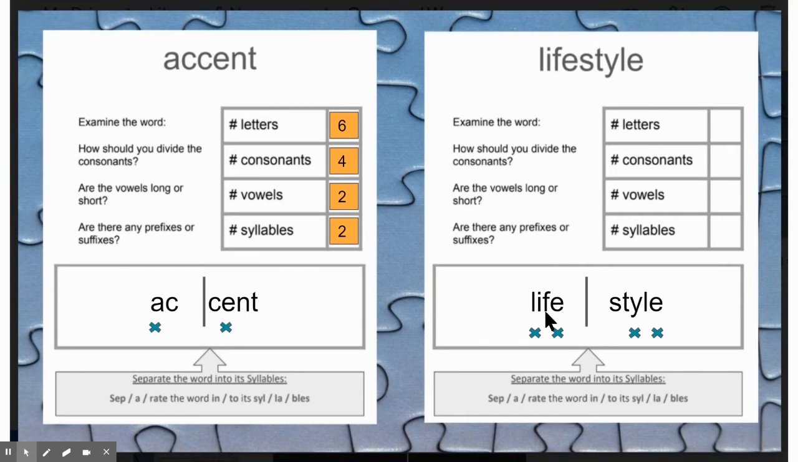In lifestyle, we have 2 words. Each of these are 1-syllable words that are making up this compound word. And we don't hear this E, right? So we've marked this E now, but as we go through class, we'll mark it slightly differently to show that we don't hear it. So we have a vowel, then a consonant, then the silent E on both of these words, life and style. We have 9 letters in lifestyle, 5 consonants, 4 vowels, and 2 syllables.